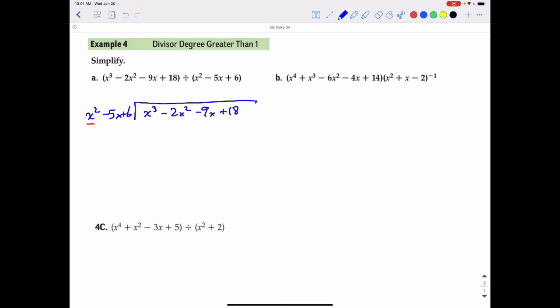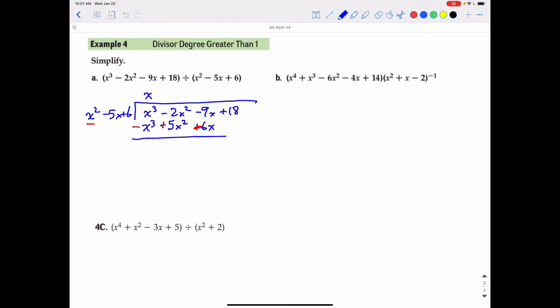So x squared times what is x to the third power, and that's x. X times x squared is x to the third. X times negative 5x is negative 5x squared. And x times 6 is positive 6x. Then we're going to change all the signs so we can subtract the algebra way. So that'll be a minus 6x.